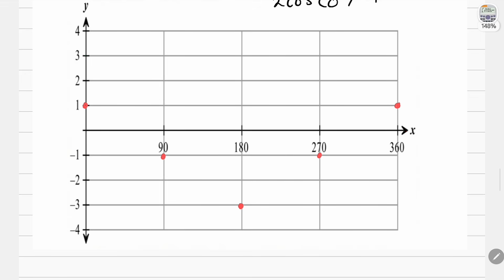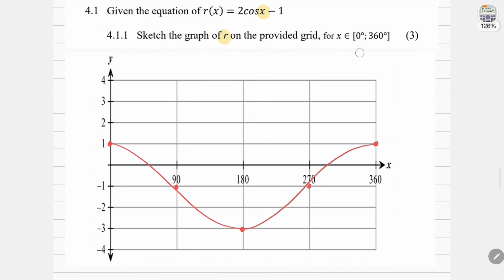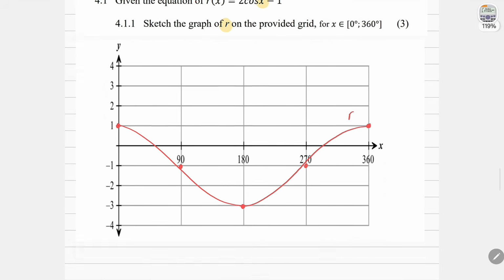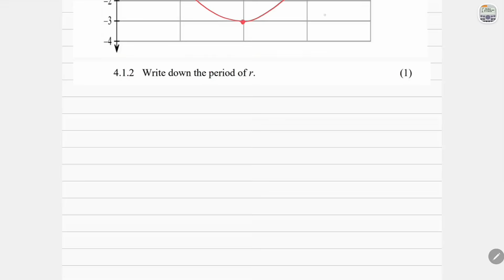And so your cos graph, remember, it's curved. So this is the turning point. It's just going to go like that, and then like that, curve, and then like that, really. I'll just try to draw it better. Okay, so there we go. And that is the graph of r. And we can just go ahead and say that is r. Moving on to the next question.